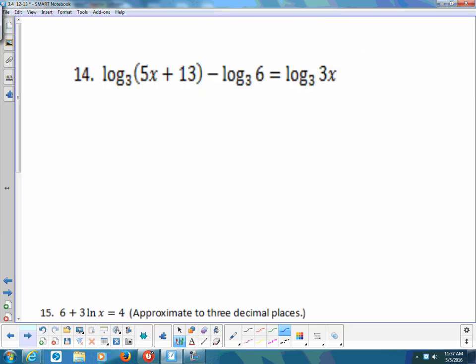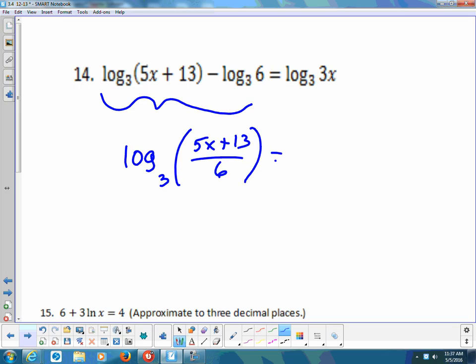All right, and let's take a look at this problem. This one says log to the base 3 of 5x plus 13 minus log to the base 3 of 6 equals log to the base 3 of 3x. For this particular problem, I would probably try and rewrite this left side using one of our properties of logarithms. So I would have log to the base 3 of 5x plus 13 over 6 equals log to the base 3 of 3x.